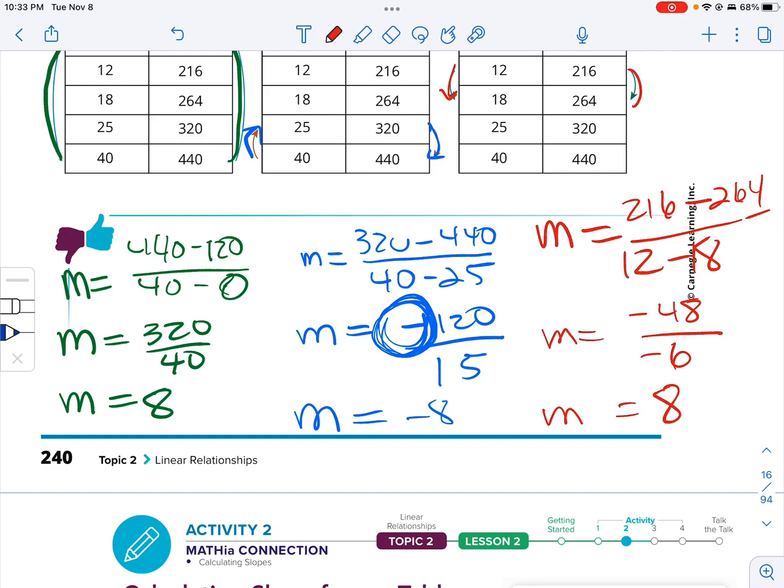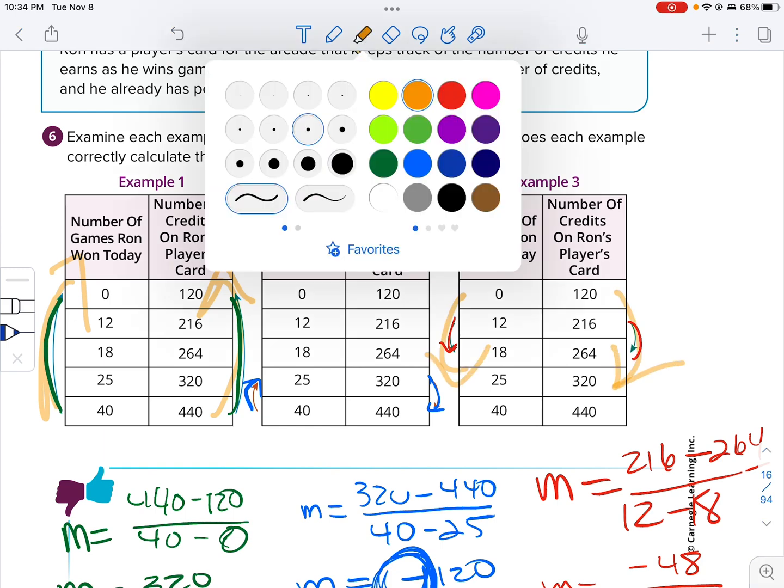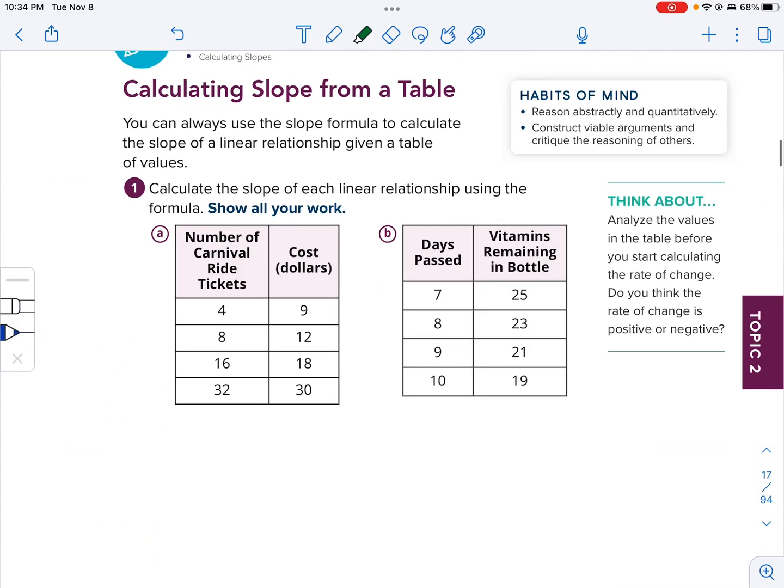Okay, see how these are exactly the same? Look at the arrows on each one of these. These arrows both went this direction. Both of them went the same direction. This one, they both went the same direction. But here's the problem. These two went totally opposite. These are wrong. You have to go the same direction in order for it to work.